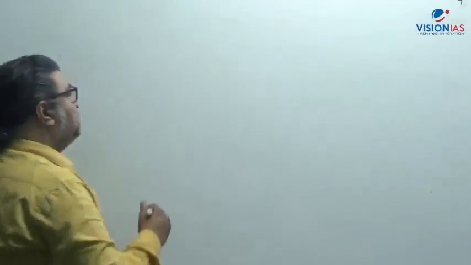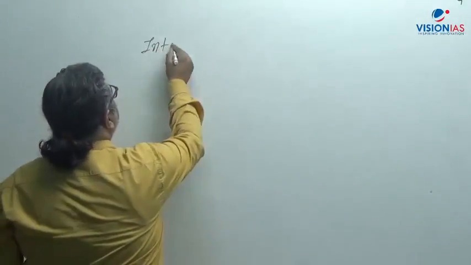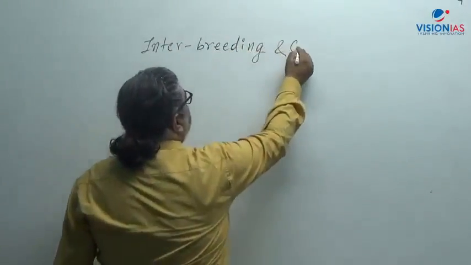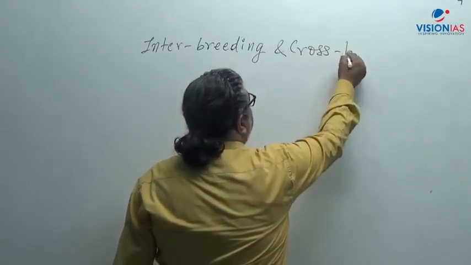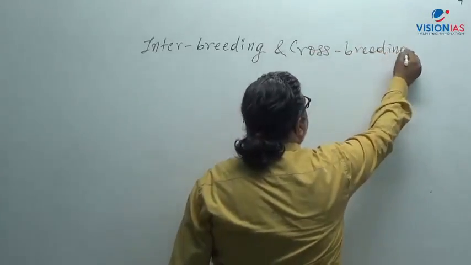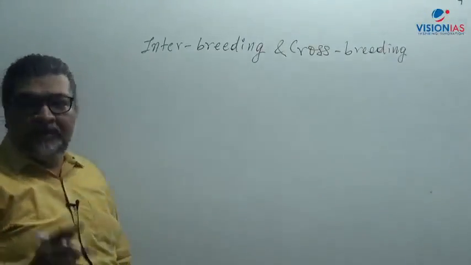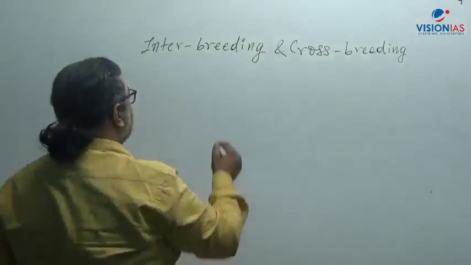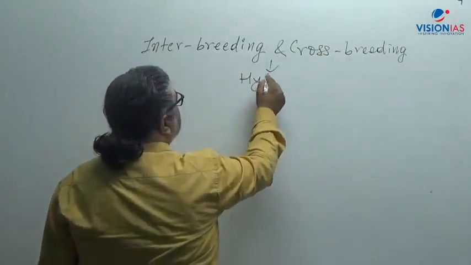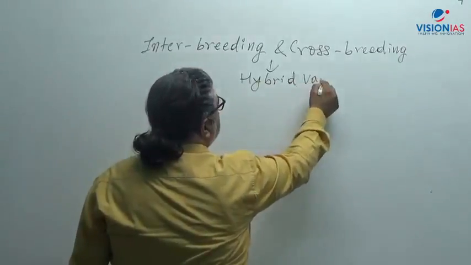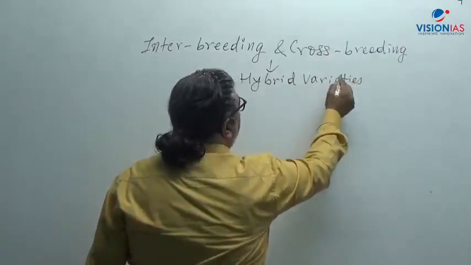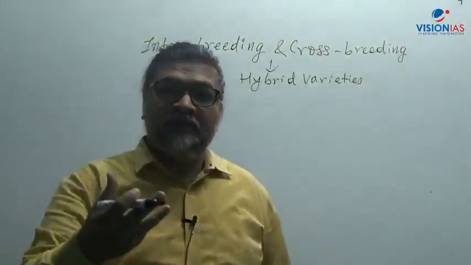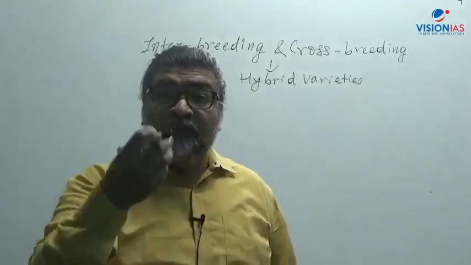So what happens here when we do interbreeding and crossbreeding, when we do the breeding of plants and animals? When we take two varieties of species and breed them together, particularly in agriculture, we create some kind of hybrid varieties. Like hybrid varieties of crop, let's say a high yield variety, which can give more yield of rice or wheat.